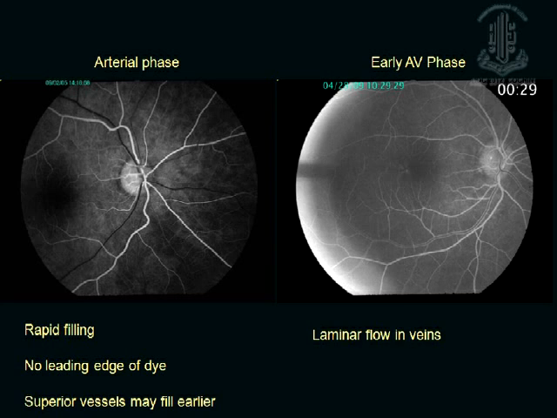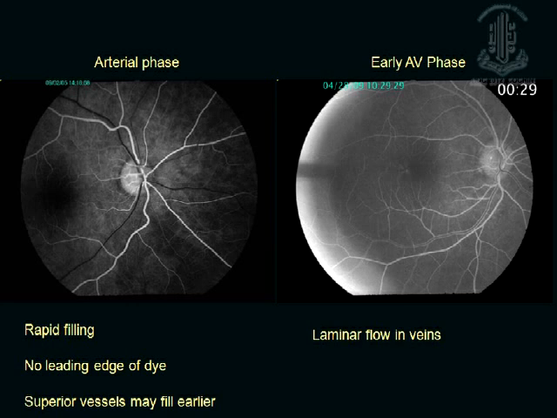Arterial phase, it's a very, very rapid filling of the arteries. You don't see a leading edge. That means you don't see the dye coming into the arteries like this. So when you see the leading edge, it's an abnormal finding. There may be a slight discrepancy, a few milliseconds discrepancy, in the filling of the superior and inferior arteries. That's a normal finding.